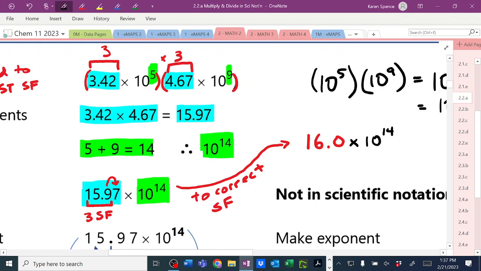So we check to see, now we have correct sig figs. Are we in scientific notation? And again, this is good review for your test. How do you know we are not in scientific notation? We have more than 1 digit in front of our decimal. So we need to move our decimal 1 position over. So we end up with 1.60. We still need 3 sig figs, so we're going to keep that 0 on the end.